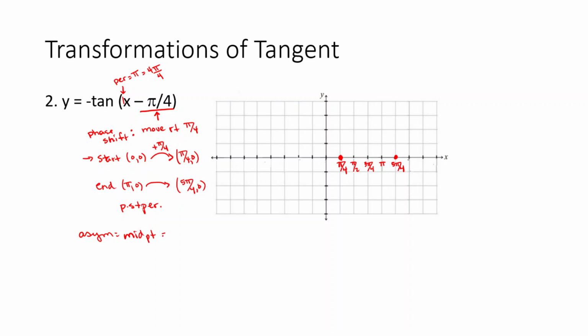And so that's going to be the pi/4 plus the 5 pi/4 divided by 2, which is 6/8, or 3/4, which we can see is right in between here. So this is my asymptote. Halfway between the 0 and the asymptote is where I would normally go up. But what does this minus do? This makes it a reflection.